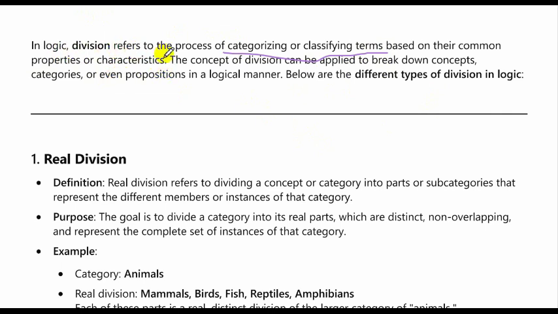In logic, division refers to the process of categorizing or classifying the terms based on their common properties or characteristics. The concept of division can be applied to break down concepts, categories, or even propositions in a logical manner. Let us look at the different types of divisions in logic.